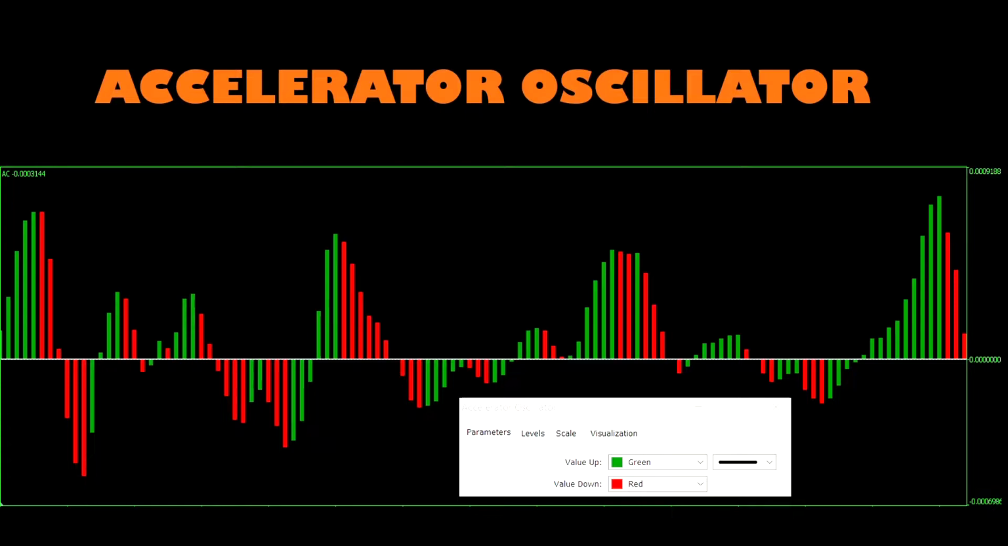The accelerator oscillator is calculated by taking the value from the awesome oscillator indicator and subtracting from it a 5 period simple moving average of the awesome oscillator. And for those unfamiliar, the awesome oscillator is calculated by taking a 5 period simple moving average and subtracting from it a 34 period simple moving average. No more time to explain it here, video and description if needed.